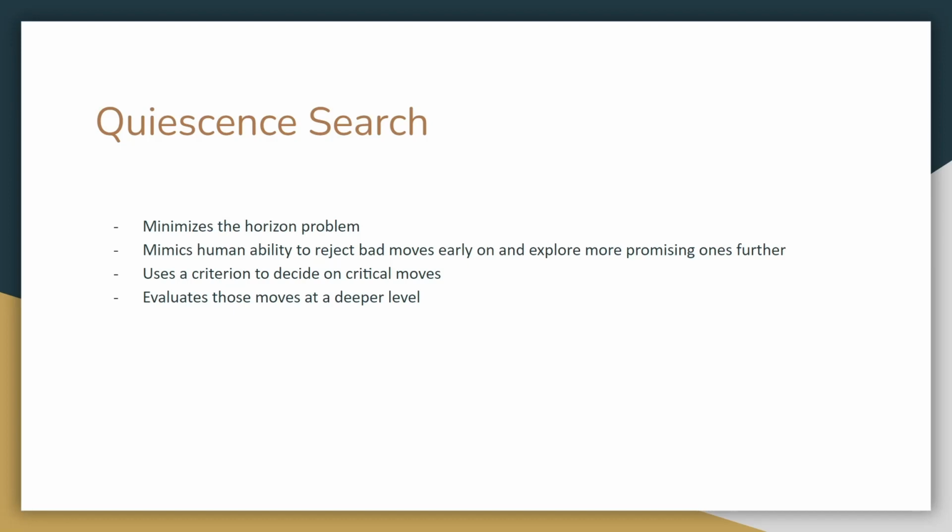So what this quiescent search seeks to do is behave similar to how a human would work in a chess game and reject a move that's bad, and ones that are promising or are critical or have some kind of significance to us, like a capture move. It actually explores further and extends beyond the frontier and explores the search possibilities on that specific path further to try to mitigate these kind of risks.